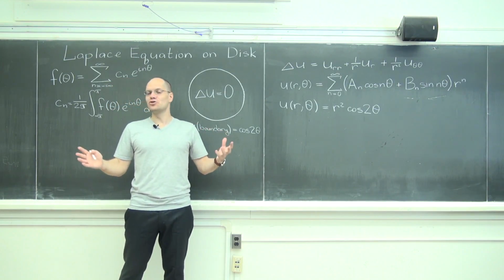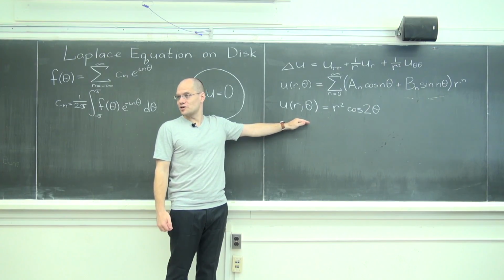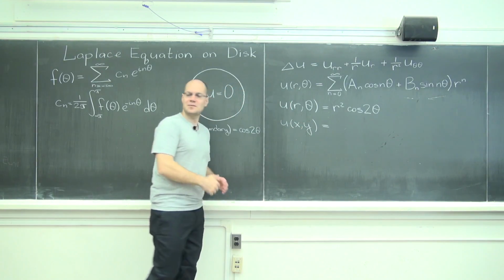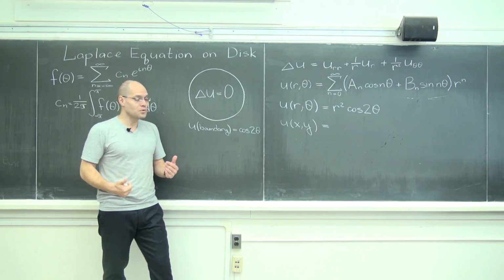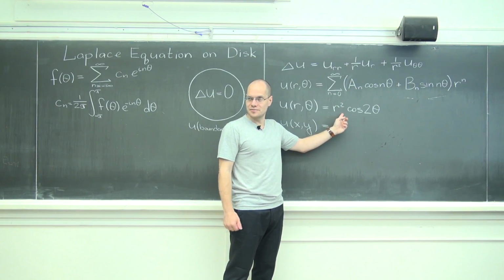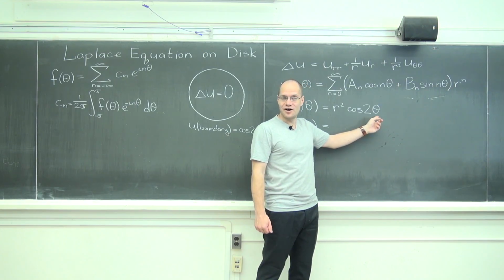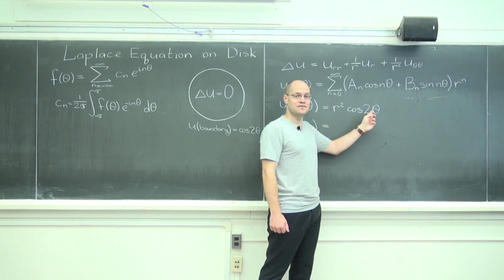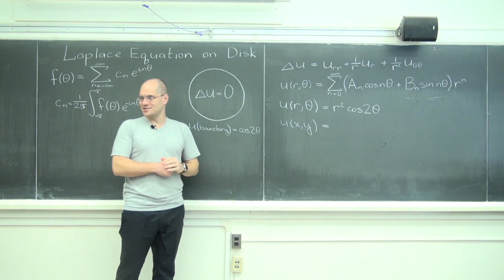And just for fun, no good reason at all, let's write the solution in Cartesian coordinates. So as a function of x and y. Does anybody see how to easily translate this into Cartesian coordinates? One way to do it is to write that r squared is x squared plus y squared, and to write that theta is arctan of y over x. And then somehow evaluate cosine of 2 times arctan of y over x. So that, of course, is a silly way to do it.